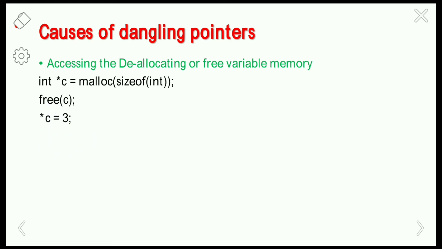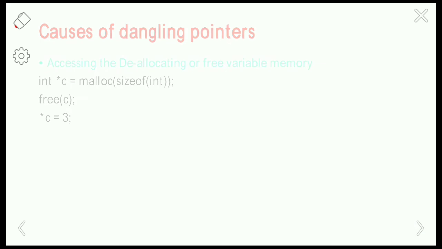So here, we have already deleted the variable c, but now we are pointing to c, which will result in accessing deallocated memory. Here c is deallocated, but we are accessing it by assigning the value 3 to c, which is already deleted. So it will cause a dangling pointer.